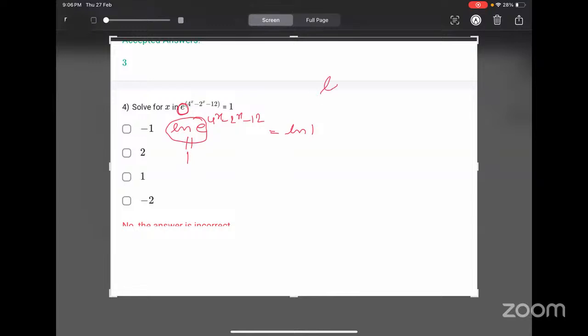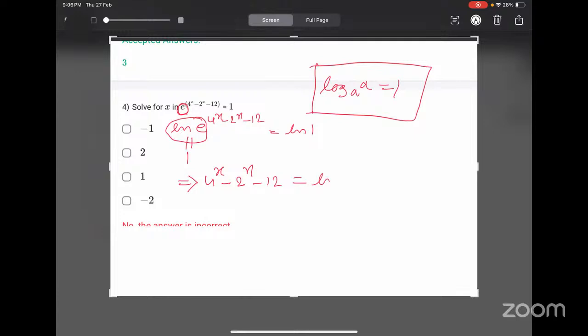Yes, ma'am. Like log a equals 1. So that is why we will take the same thing. So we will get 4 power x minus 2 power x minus 12 equals log 1, which means 0, right? So again we can write it as 2 power x whole square minus 2 power x minus 12 equals 0, right?